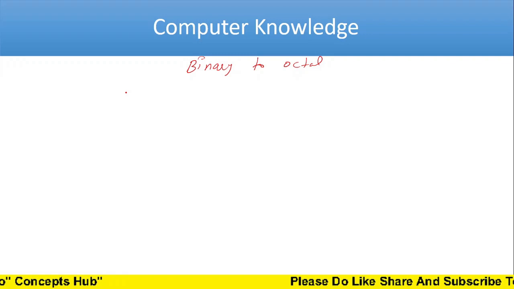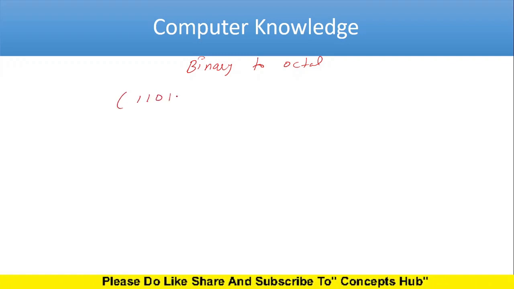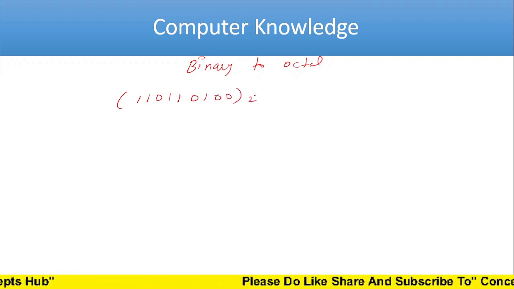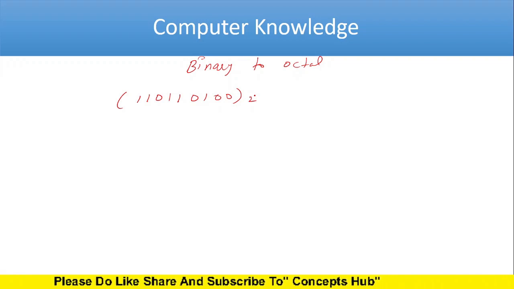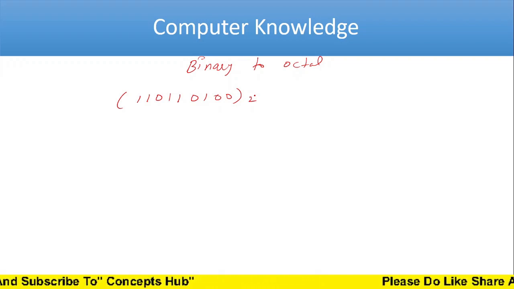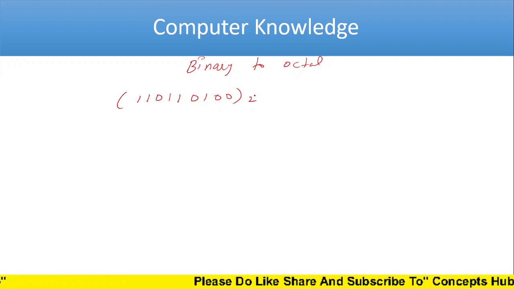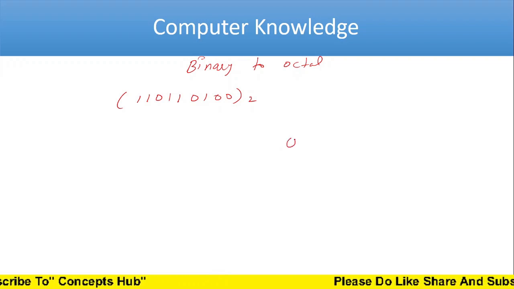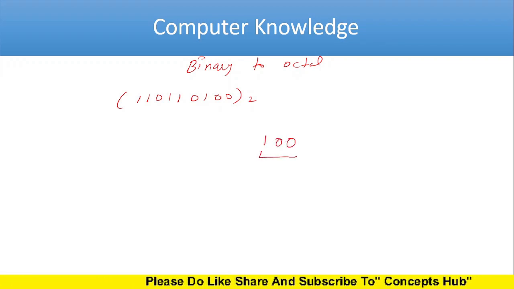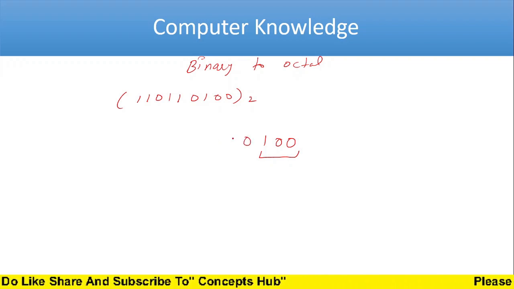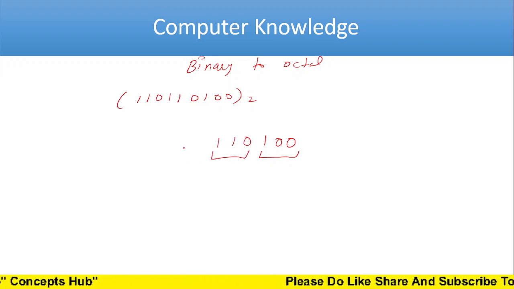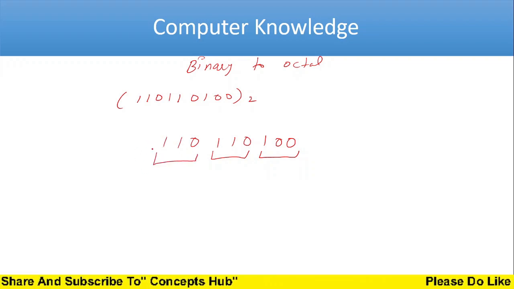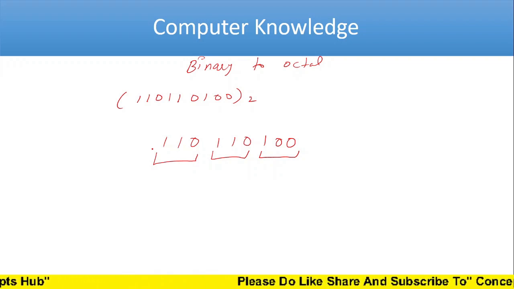Let us take an example: 1 1 0 1 1 0 1 0 0, base 2. When you are changing from binary to octal, what you need to do is separate it in groups of 3 bits from right to left. So 1 0 0, this is a bit of 3. 0 1 1, this is also 3. 0 1 1. If you are left with 1 or 2 bits, then to the left you will add zeros.